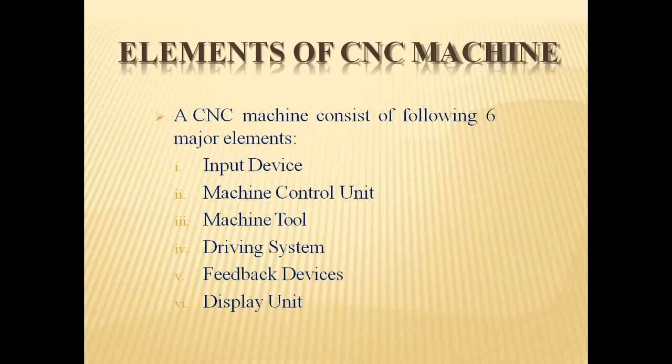If you look into the elements, there are majorly 6 elements of CNC. The first is the input device. Next are the machine control unit, machine tool, driving system, feedback devices and display unit. In case of input devices, the best examples are the punch reader or the tape reader, which gives an input to the display console for operating the numerical code.